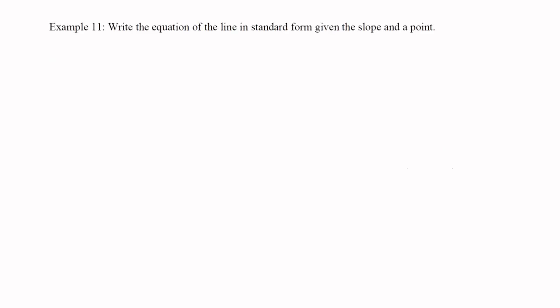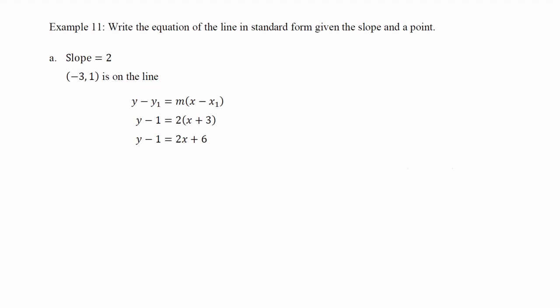Let's write the equation of the line in standard form given the slope and a point. So if the slope is 2 and negative 3, 1 is on the line, since we're given a point and a slope, then we should probably write this in point-slope form. So we use point-slope form to plug in our values. And then from here, we distribute our 2. And then we add 1 to each side. And then we subtract our 2x from each side. And finally, since we do not want to lead with a negative, we change the sign on everything. So we're now left with 2x minus y equals negative 7.